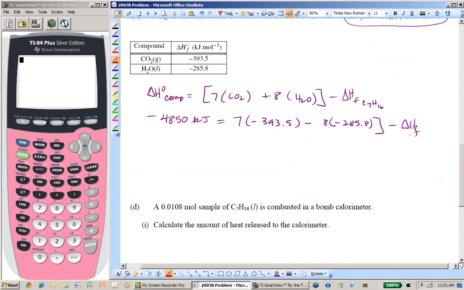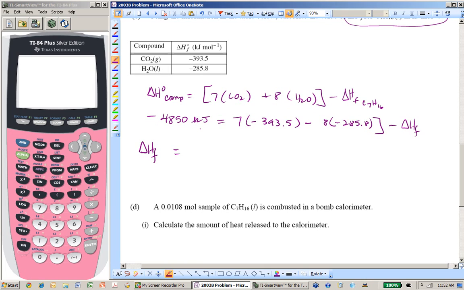All right, so it's the classic move: move that delta HF over to the left side of the equation, take the negative 4850 kilojoules and move it over to the right. And I know that all this is coming out in kilojoules per mole, so I'm sloppy with my units on this.